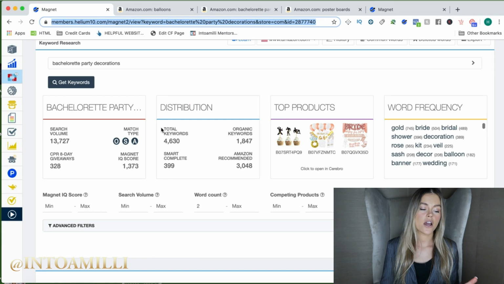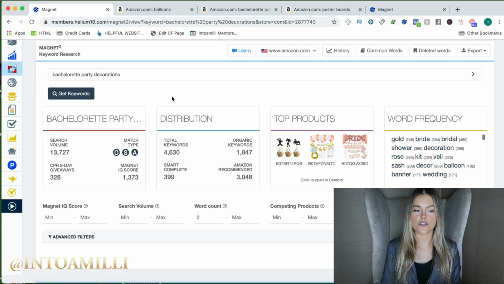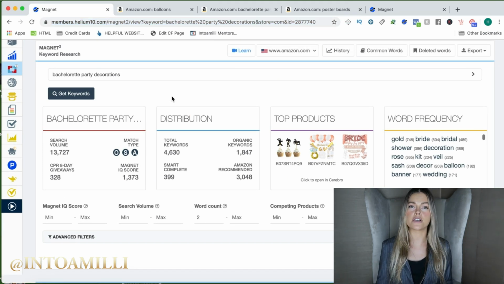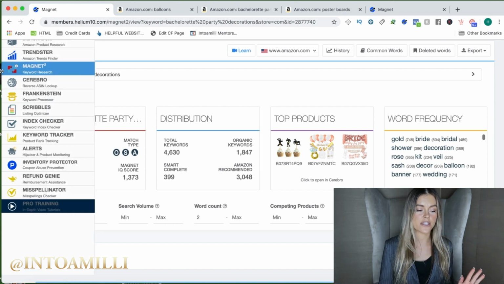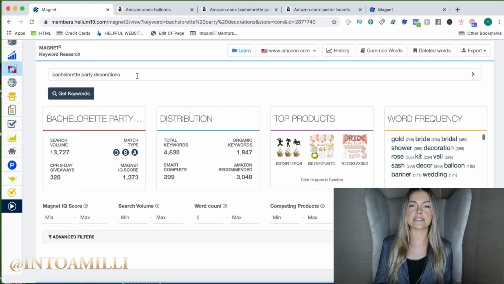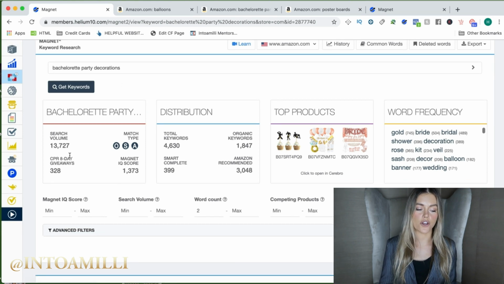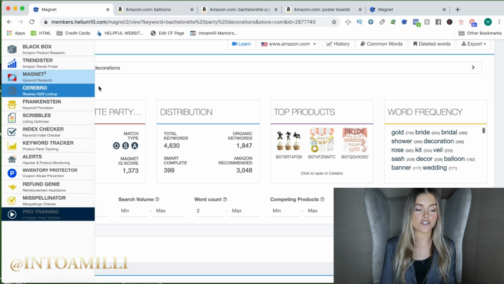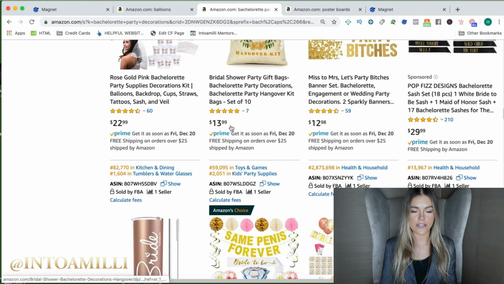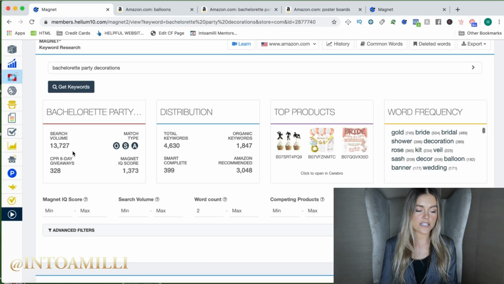And right here, I am using Helium 10. We talked about this earlier. We're going to get into the software in much more detail, but I am just using their Magnet tool, where you basically type in a keyword and it pulls together other keywords that the product could be ranking for as well. It also gives you the search volume, which tells you how many monthly searches people are doing within Amazon for this specific product. I typed in bachelorette party decorations, which is right here, and it's showing 13,000 searches, which is actually not bad.